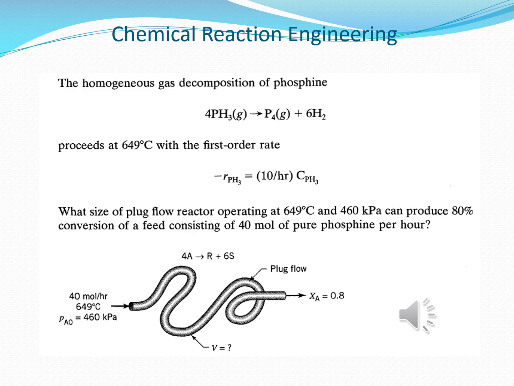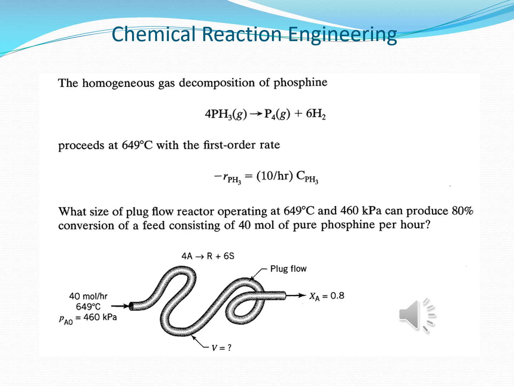So what is required? We have to find what size of plug flow reactor operating at a temperature of 649 degrees Celsius and 460 kilopascals can produce 80% conversion of the feed consisting of 40 moles of pure phosphine per hour. So here you can see you are given the temperature, pressure, order of the reaction, k value, conversion, and molar flow rate, F_A0, 40 moles per hour. So you have to calculate the volume of the plug flow reactor from this problem. I hope you can do it easily.